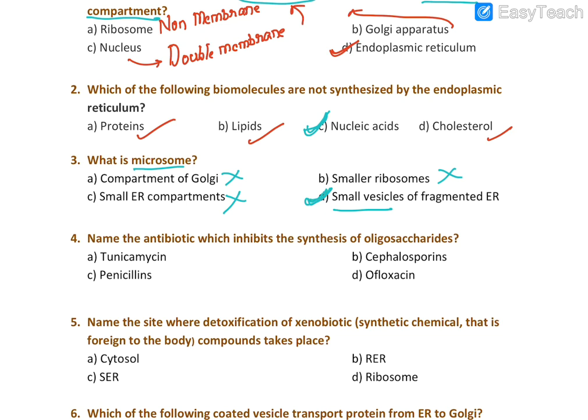Name the antibiotic which inhibits the synthesis of oligosaccharides. Oligosaccharides are also synthesized inside the endoplasmic reticulum. There will be addition of carbohydrate to the proteins that are produced in rough endoplasmic reticulum, but that will be inhibited by one particular type of antibiotic. That antibiotic is actually produced by a bacterium. The antibiotic is tunicamycin. It is tunicamycin. That is the antibiotic that inhibits synthesis of oligosaccharides inside the endoplasmic reticulum.